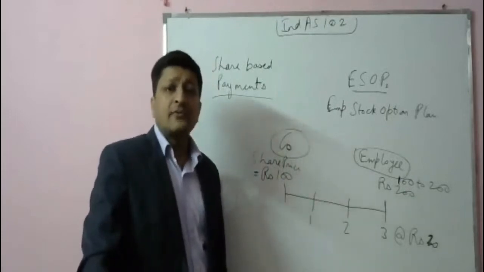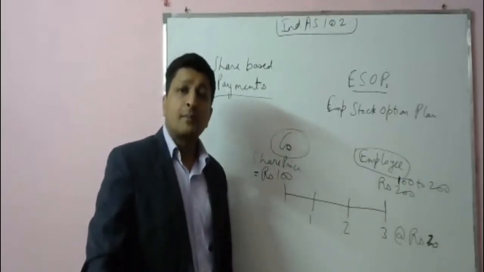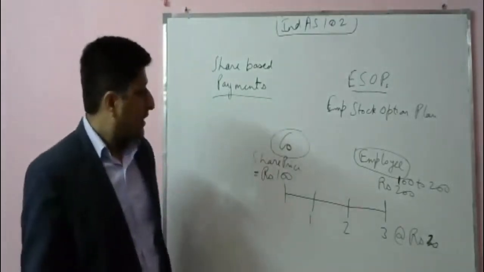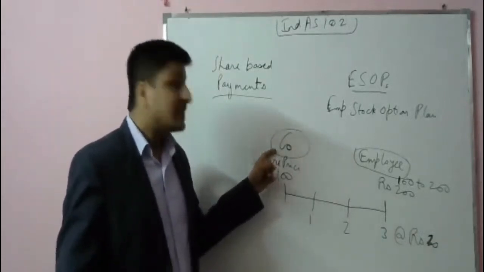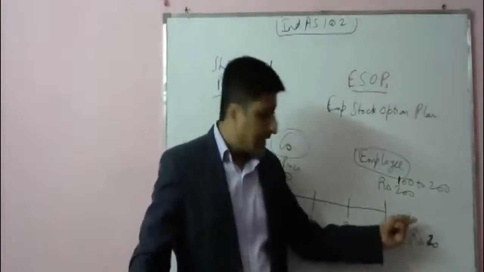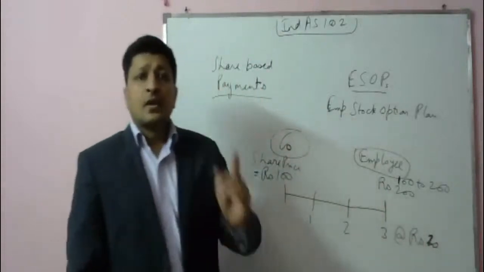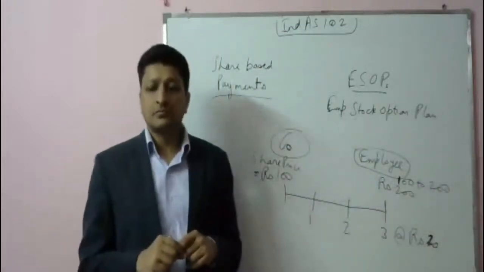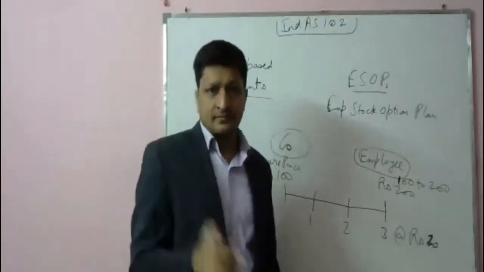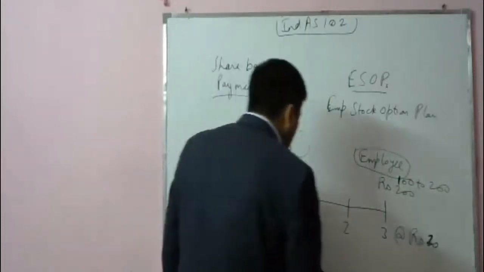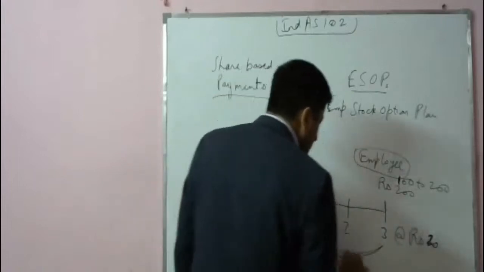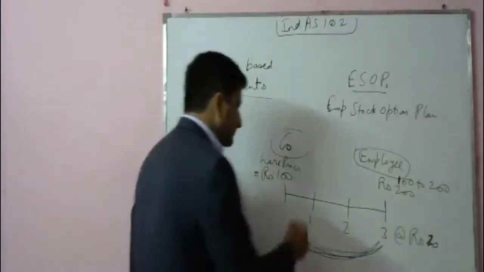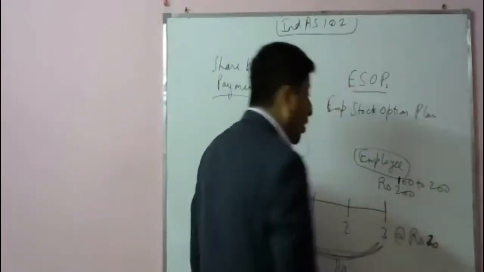But let's look at it from the company's perspective. From the company's perspective, what has happened? Company has promised to give its share, let's suppose, which is worth rupees 100, for rupees 20. By issuing one share to the employee, what is it that the company will lose out? At least rupees 80. So that means over this period of 3 years, this will be a cost to the company. 80 is the cost to the company.